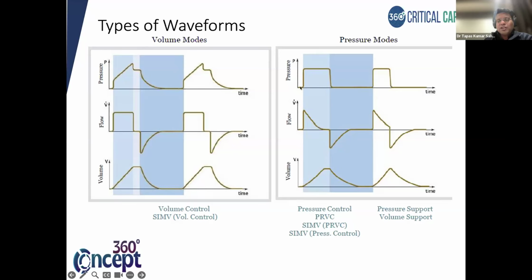In the pressure mode, the characteristic feature would be the pressure scalar would be in the square form because it is set. And in the volume mode, the flow, the target, would be square. Okay, these are the two things. If you are getting these, you would be very sure that you are dealing with either a pressure mode or the volume mode.